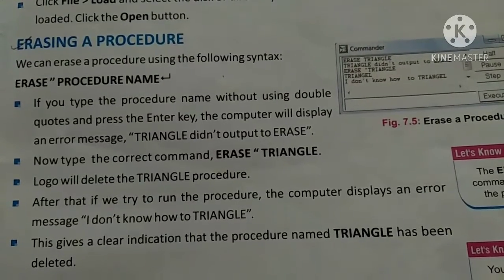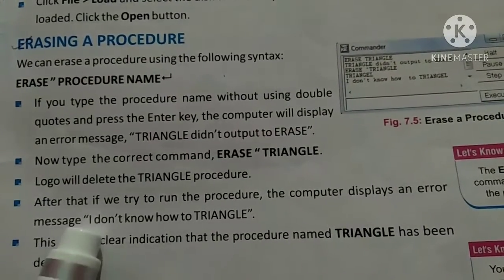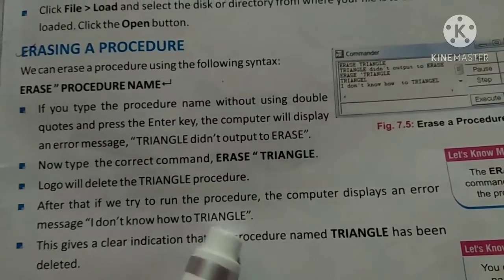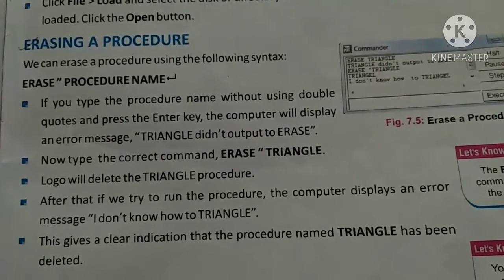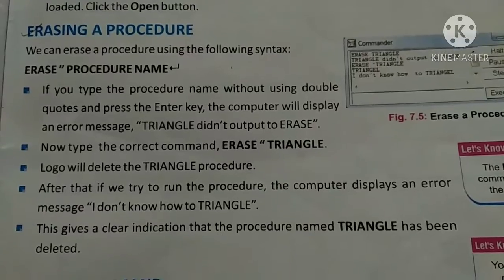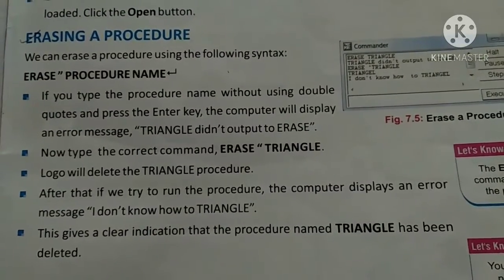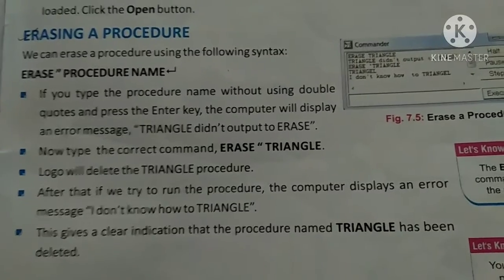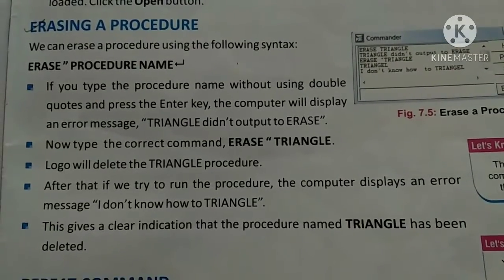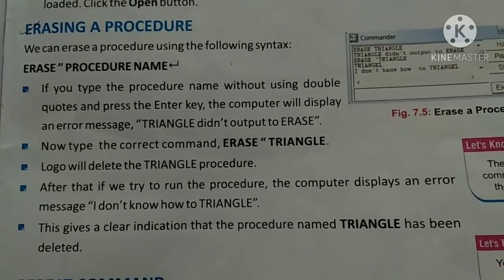Okay, so it will give you an error message. What error message will it give you? "I don't know how to triangle." This error message will be displayed. Okay, next, this gives a clear indication that the procedure named triangle has been deleted, and this error message will give you an indication that the triangle procedure has been erased.